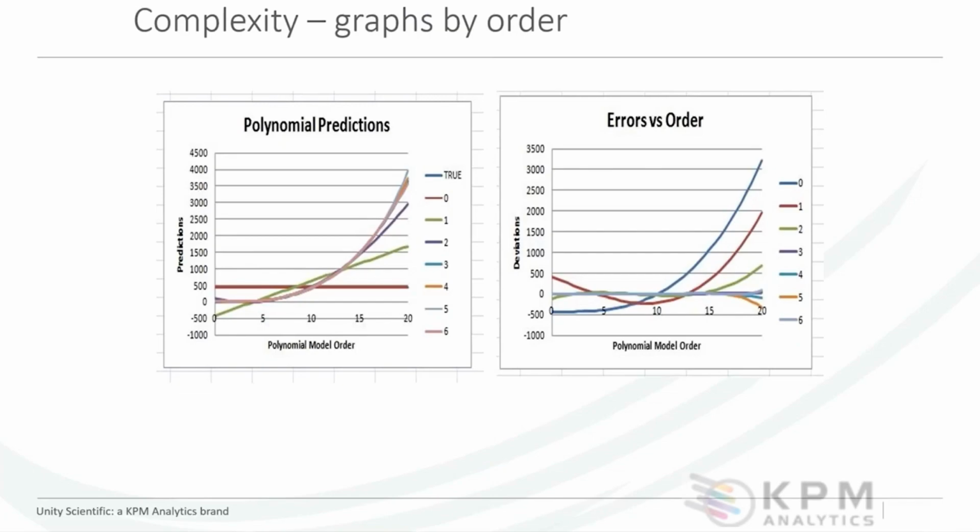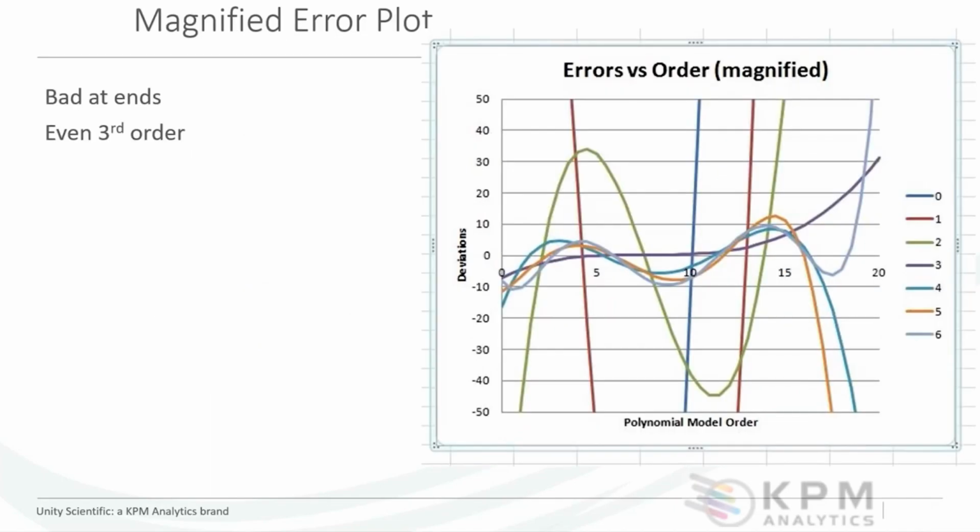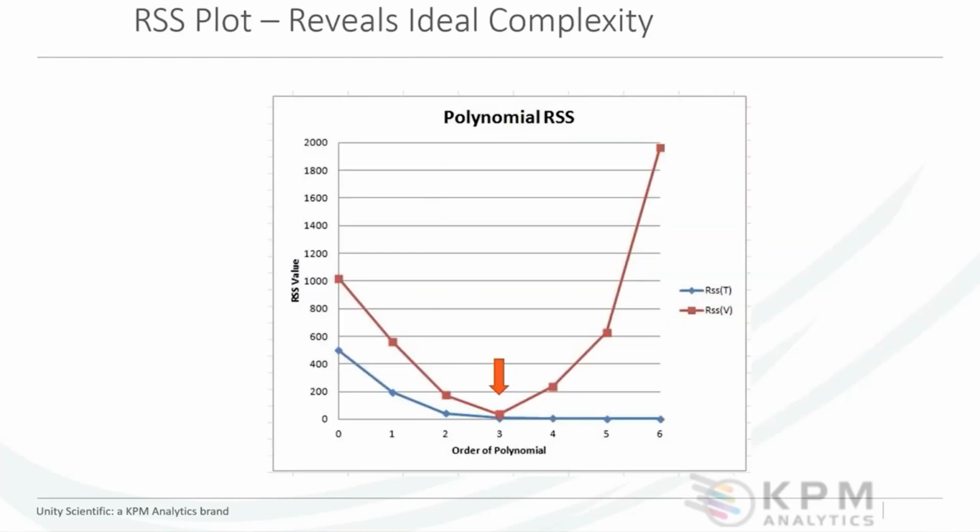If we plot the predictions versus our order, we can look at the error. This is really similar to a PRESS plot based on our order, okay? And we can see that we are getting some sort of an optimal order through our polynomials. If we look at a magnified error plot, we can see that it performed poorly at the ends. But our true PRESS plot looks at the residual sum of squares or an error value, and we can plot this against our polynomial order.